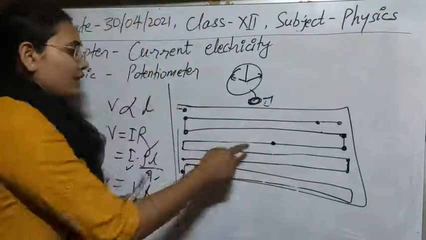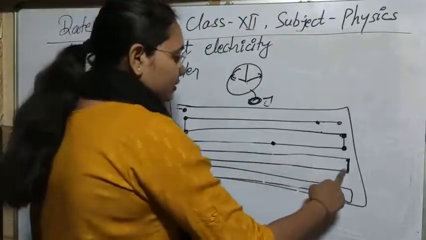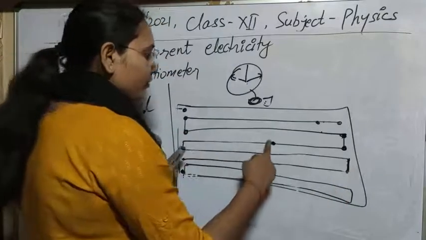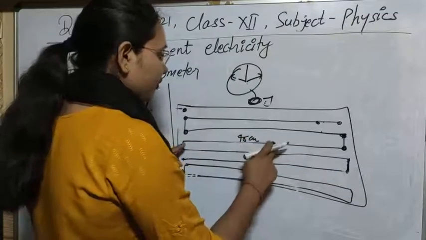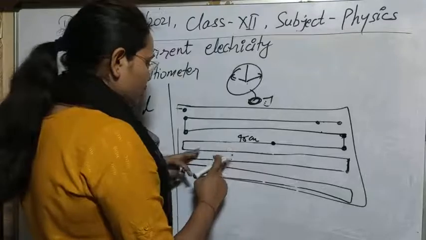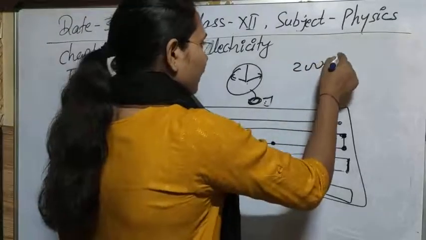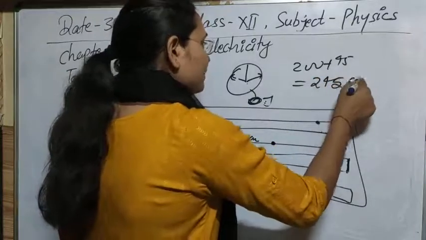So now we can find out what the length is. To find the length, this wire is obviously 100 centimeter, and this wire is again 100 centimeter. Now suppose we have moved 45 centimeter on this, from here to here. Then for that case we have 2 wires, that is 200 centimeter plus 45 centimeter. So the total length of the wire is 245 centimeter.